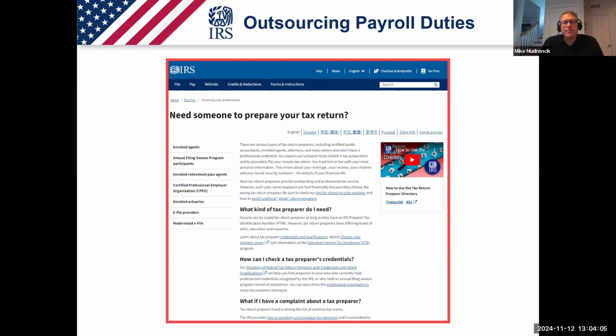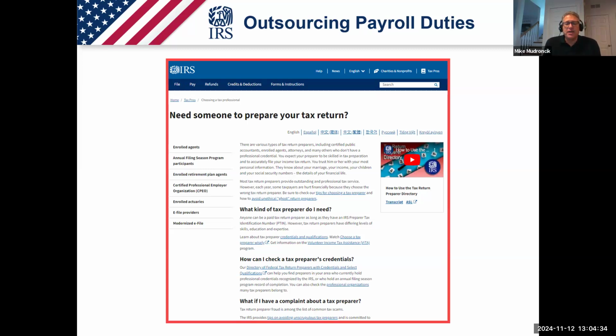But those are just a few states. But there are individuals who have earned credentials, who have passed tests, that are out there and provide tax preparation services. We want to make you aware of the resources to help you there. This is one of those. "Need someone to help prepare your tax return" on irs.gov.